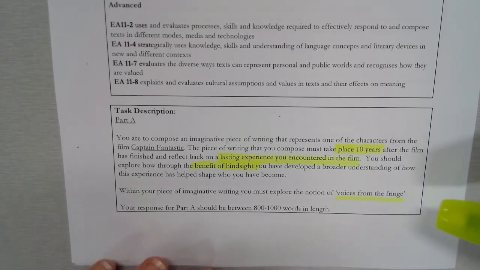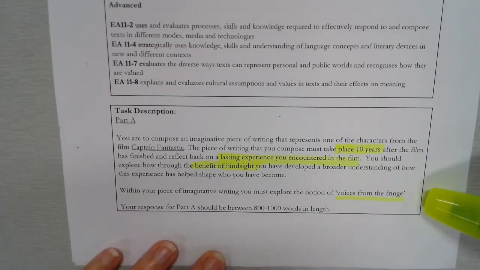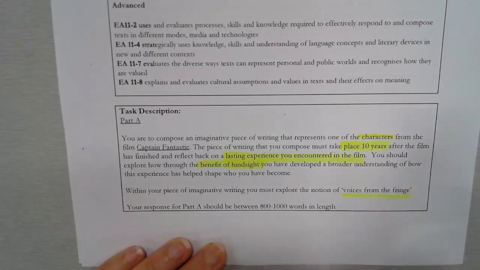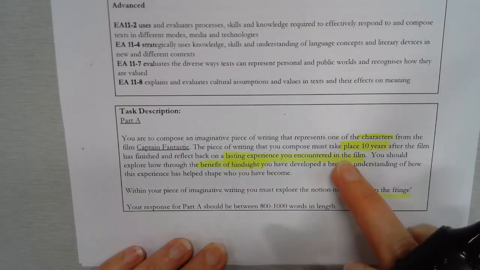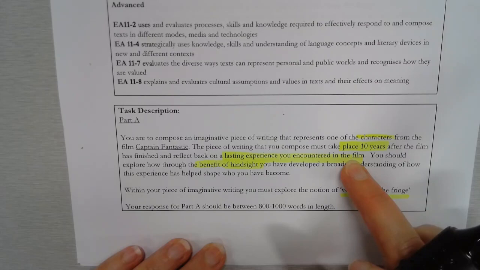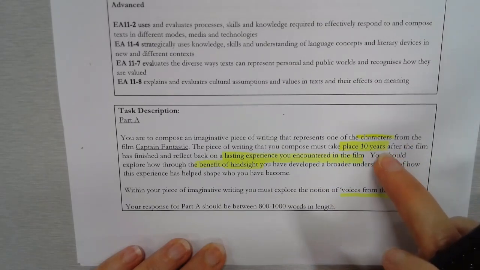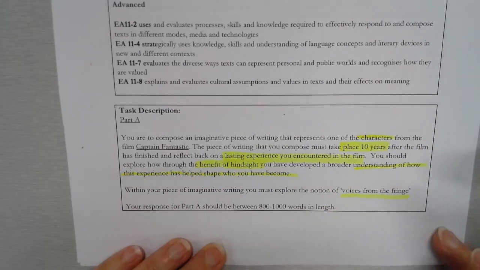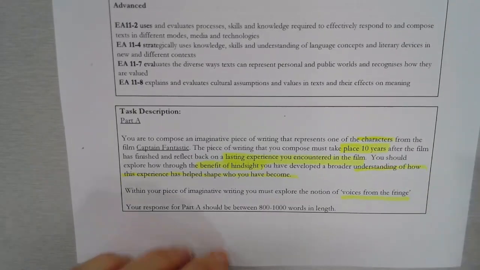So when you think about the things that you need to incorporate within your imaginative piece, obviously you need to develop a sense of character and a sense of their voice. You need to think about the lasting experience that you've encountered in the film. So you'll need to incorporate aspects or elements of that representation for that character, and think about how 10 years on that has helped shape who they have become today. So your ability to show that change process that's occurred. Because no doubt within 10 years' time that character would have changed due to their experiences.